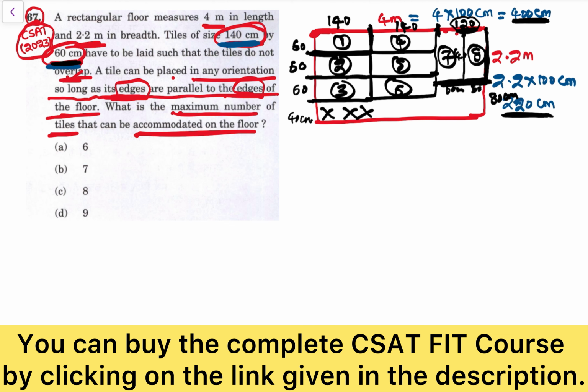So 80 centimeters is left. Now consider a 60 centimeter tile, but see here up to this point it is 120, and this is 40. We cannot place one here, because if we place a 140 tile here it would be like this, 140, and this is 40. A 60 tile cannot fit in 40. So we cannot place one here, nor here, nor here.